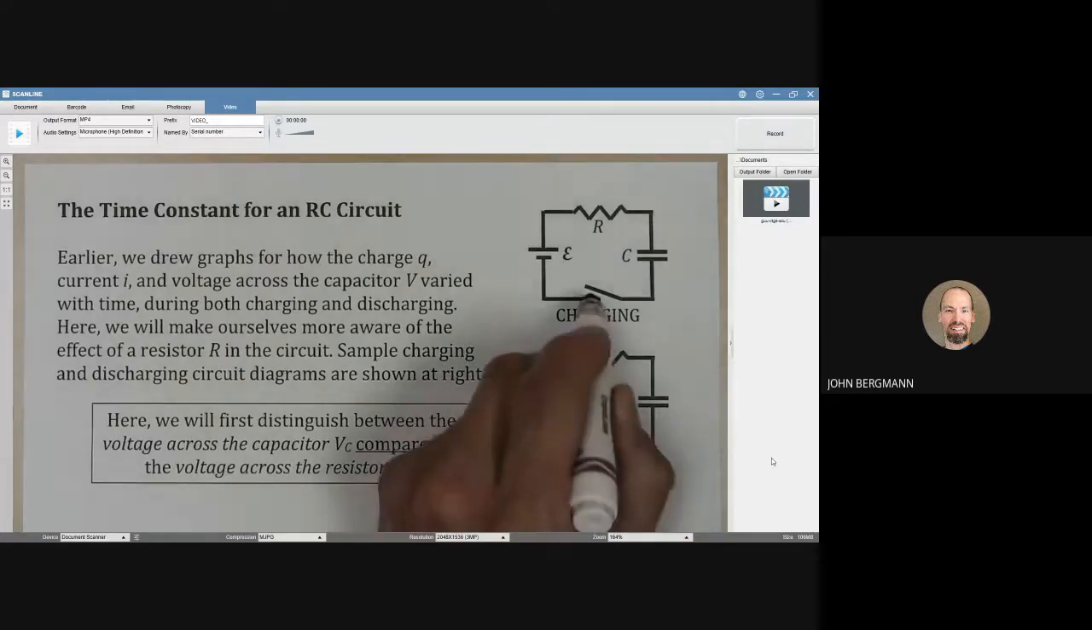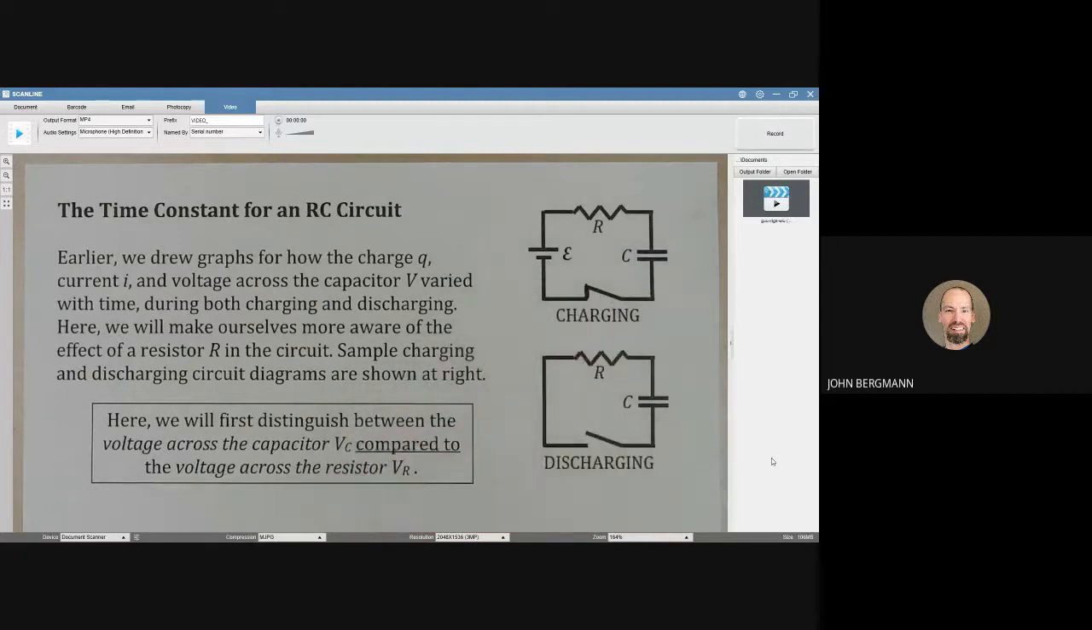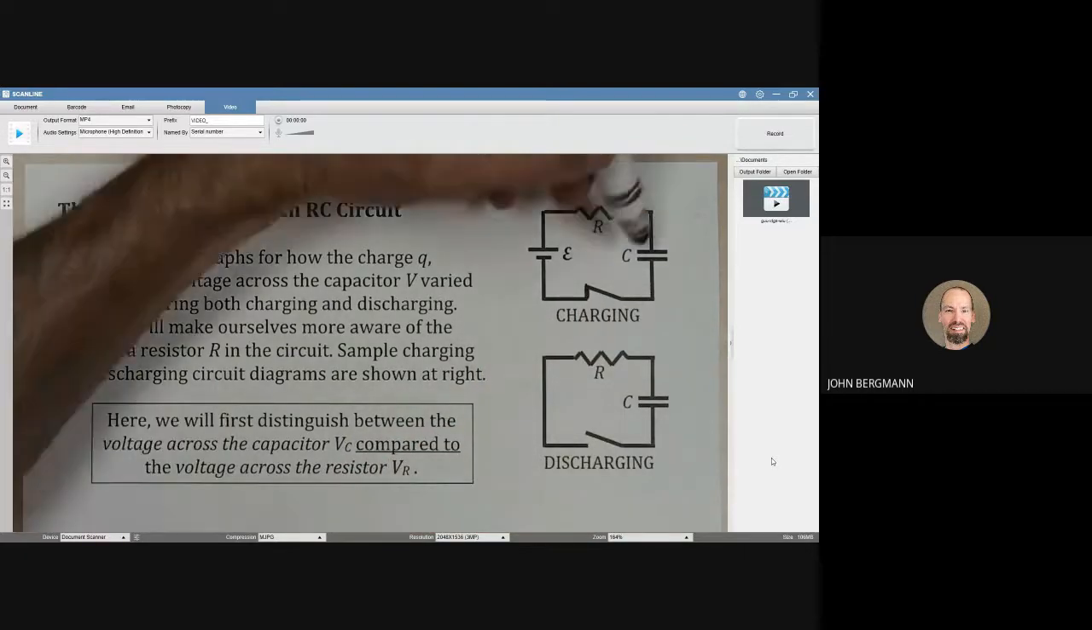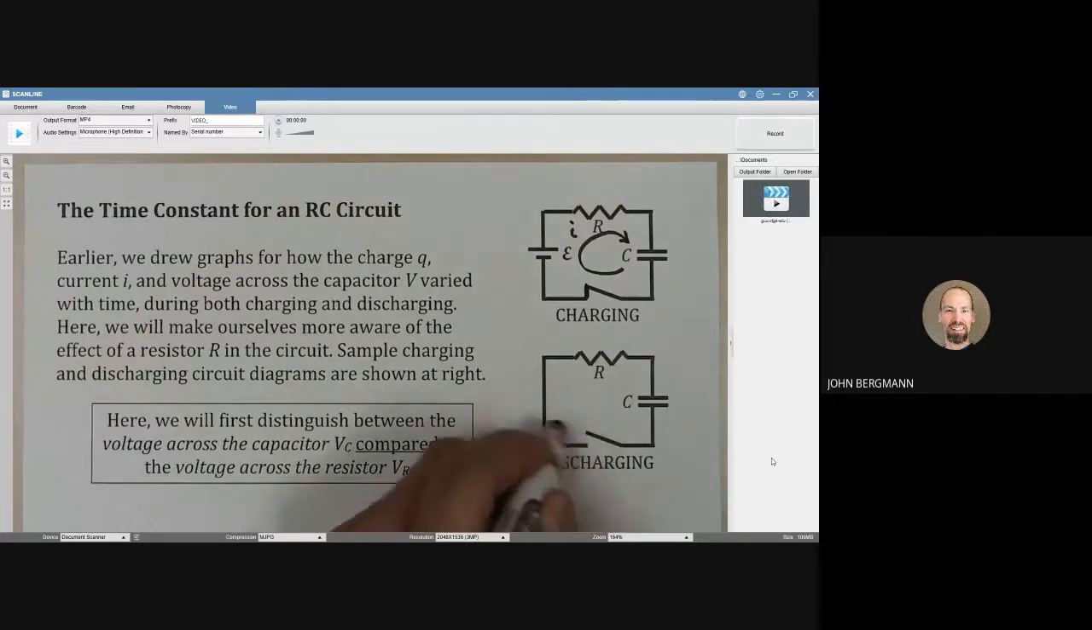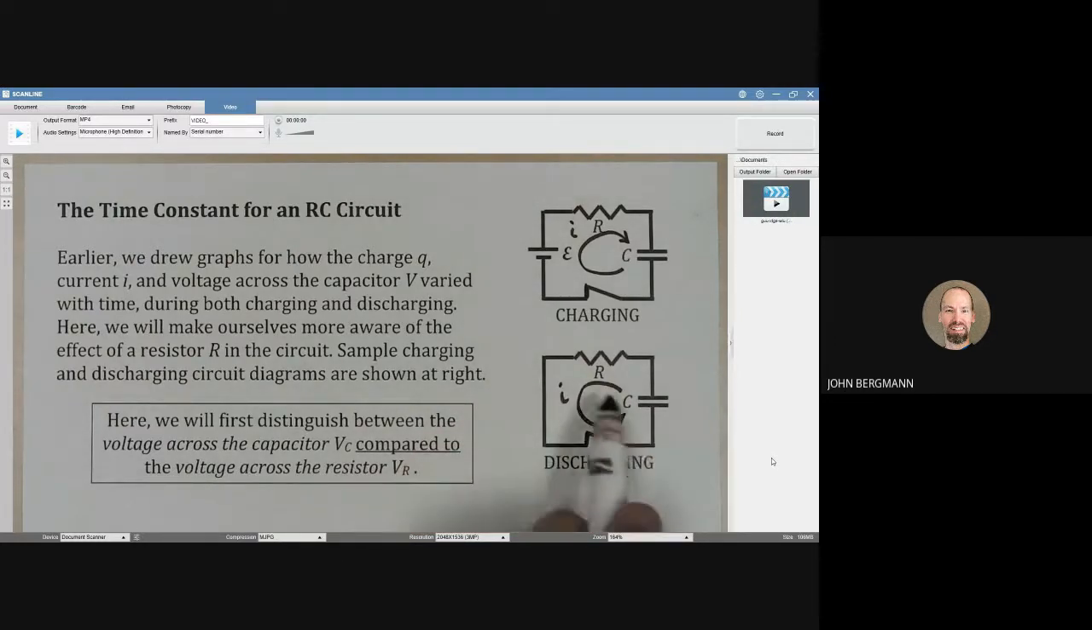When we close this switch, that is going to cause a current that flows in this direction, and we're going to begin charging that capacitor. Once the capacitor is charged, we take the battery out, we close the circuit, and then we're going to have a current that flows in the opposite direction. So the amount of charge will decrease on the plates, the voltage across the plates will decrease, and so on.